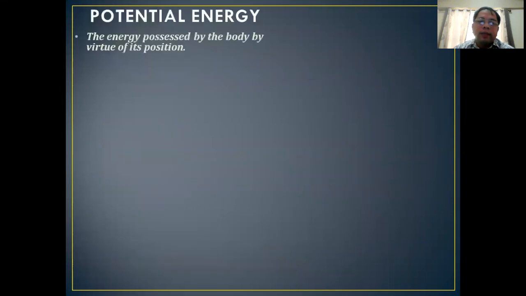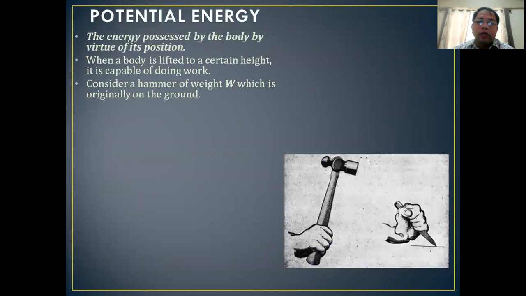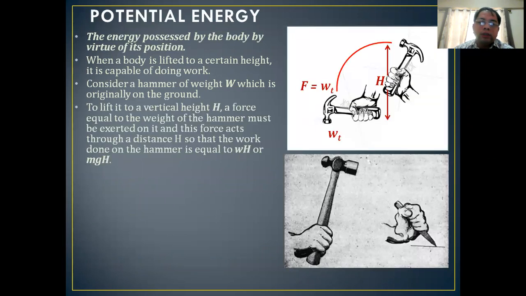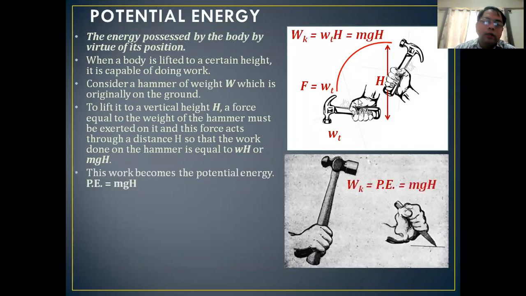So there are two types again, no? We have potential and we have kinetic energy. The potential energy relies much on the height that you lift it up. Without the height, that object will never have potential energy. So the greater the height that you give it, the bigger the potential energy.